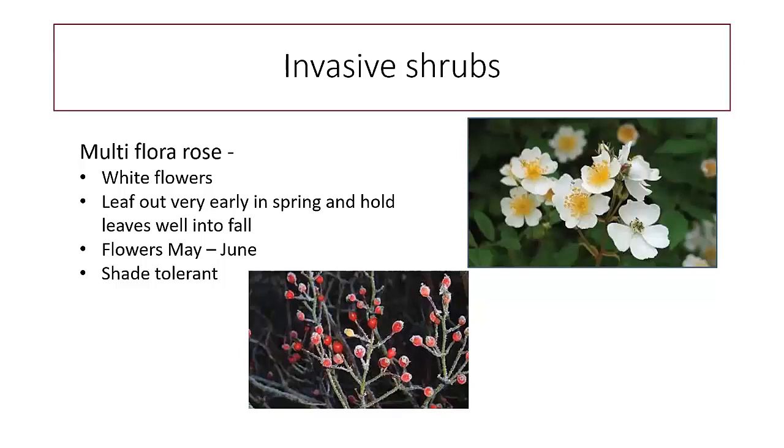The multiflora rose blooms fairly early. It flowers in May and June. It leaves out really early, and it will hold its leaves very long into the fall. It gets some great rose hips on it, some beautiful red rose hips, and it is fairly shade tolerant. So this one you'll see as an understory plant in a lot of disturbed areas. If you've ever walked the Bristow battlefield out in the western part of Prince William County, there are some multiflora roses there the size of school buses.